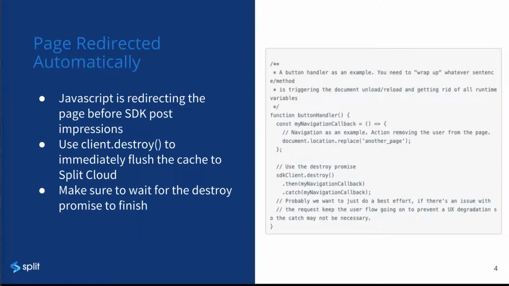So how do we resolve one of these potential root causes? Let's take the page redirected automatically, meaning our page has some kind of a JavaScript or HTML code that actually redirects the user to a different page. Now, in this issue, it's much easier to resolve since we do have control over our page and we do have control on when to redirect. So what we recommend is to use client.destroy, and the destroy method will basically immediately flush all the cache, the impressions and the events that are not sent to the Split Cloud.